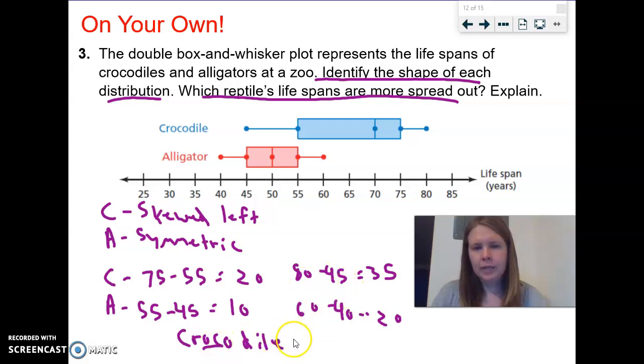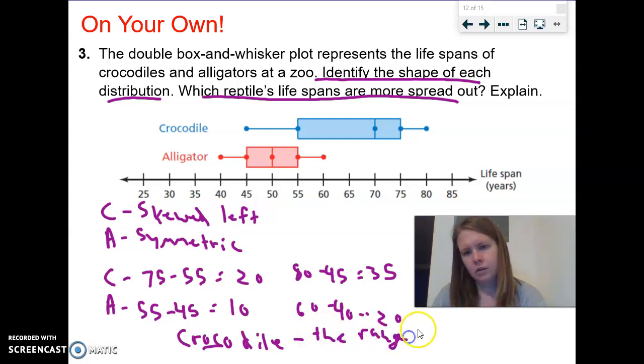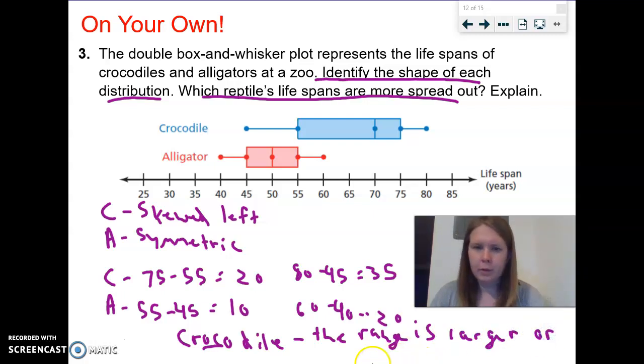So when you explain this, explain that your data is more spread out. So the range is larger, or more spread out.